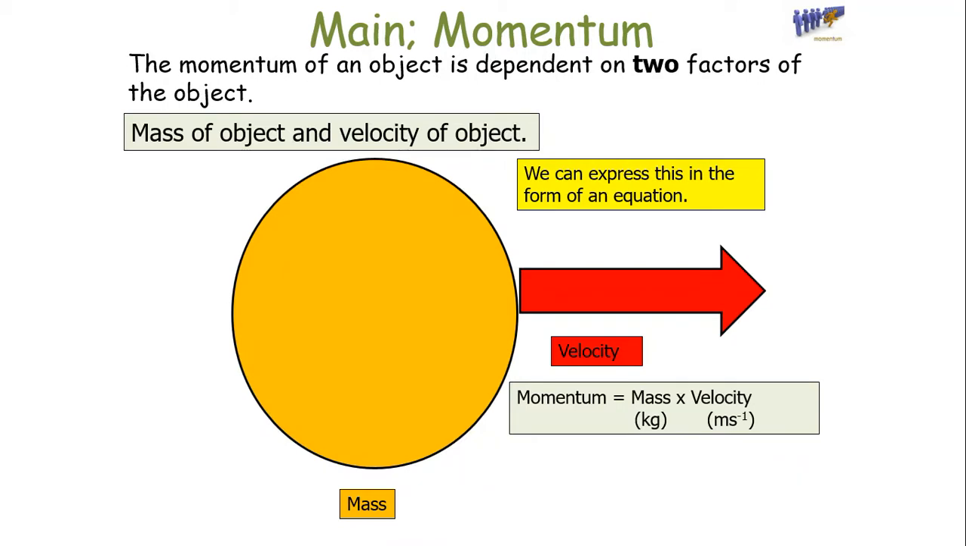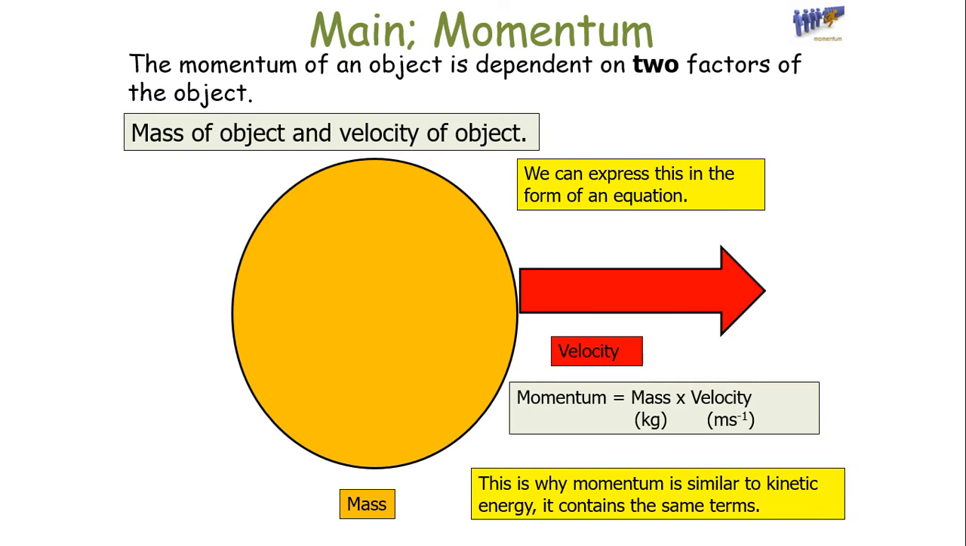So momentum of an object is dependent on two factors of the object, the mass of the object and the velocity of the object. And we can express this in the form of an equation. Momentum is the mass in kilograms times by the velocity in meters per second. Now this is why momentum is similar to kinetic energy. It contains the same terms. So whilst momentum is mass times velocity, kinetic energy is a half times by mass times by velocity squared.